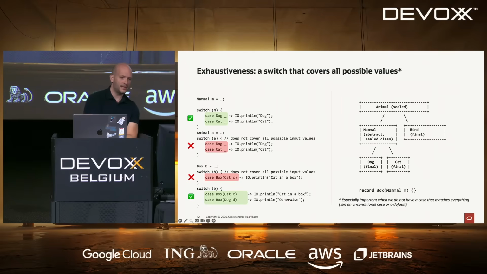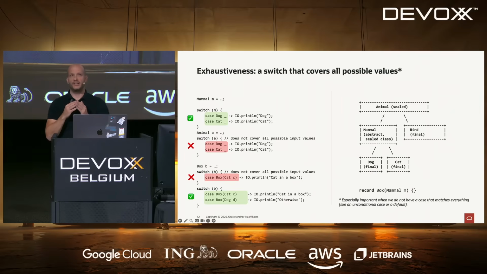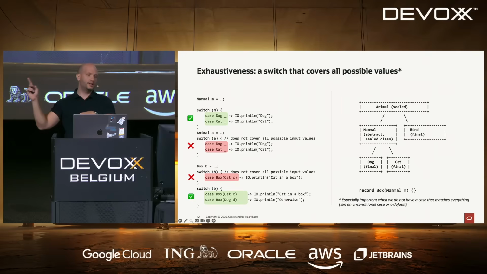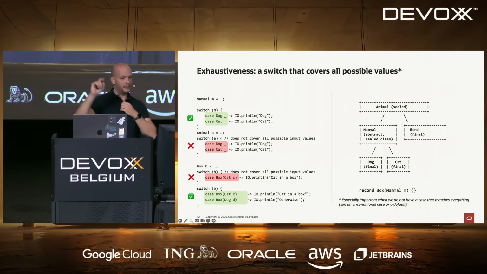We see a switch that covers all possible values. Now, this is very connected with the sealed hierarchies that we talked about, because the compiler can now check if all variants are covered. If you have enums, it's going to be the same. If you have abstract sealed classes and sealed interfaces, the compiler can do the same level of reasoning. The first switch is correct because both variants are covered.